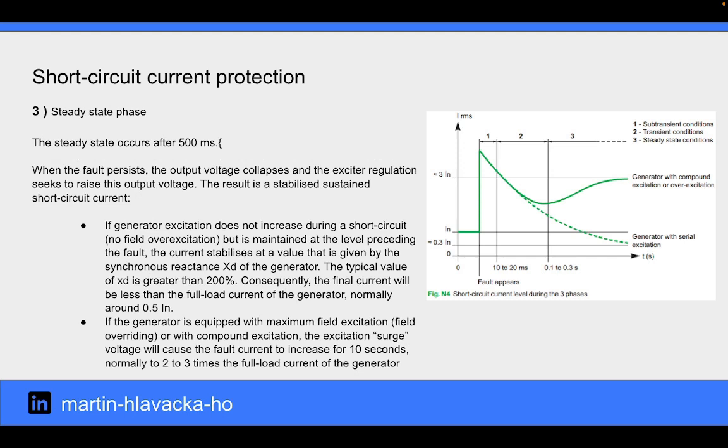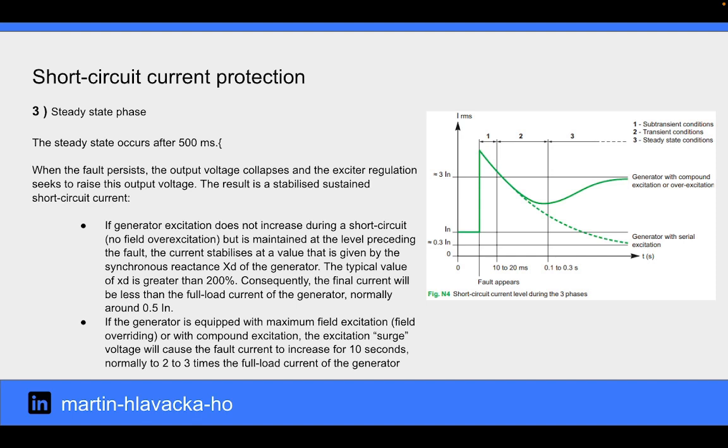Steady state phase. The steady state occurs after 500 milliseconds. When the fault persists, the output voltage collapses and the exciter regulation ceases to raise the output voltage. The result is a stabilized sustained short circuit current.